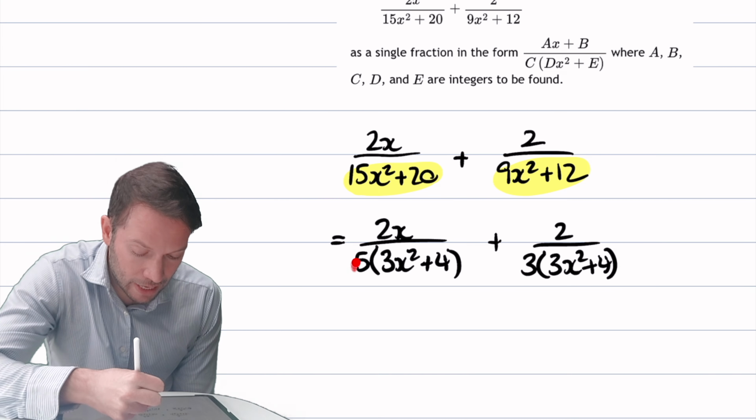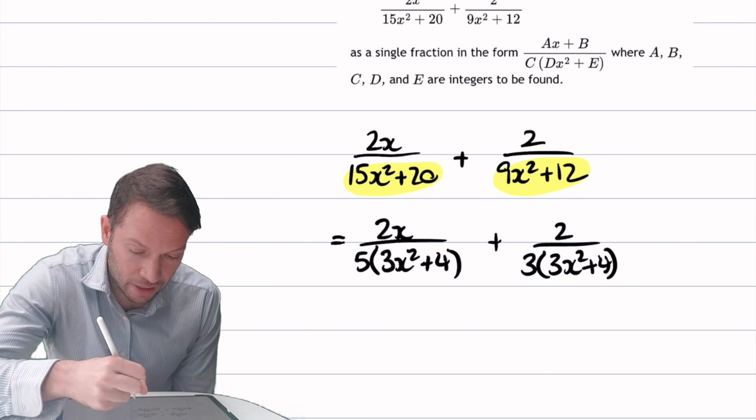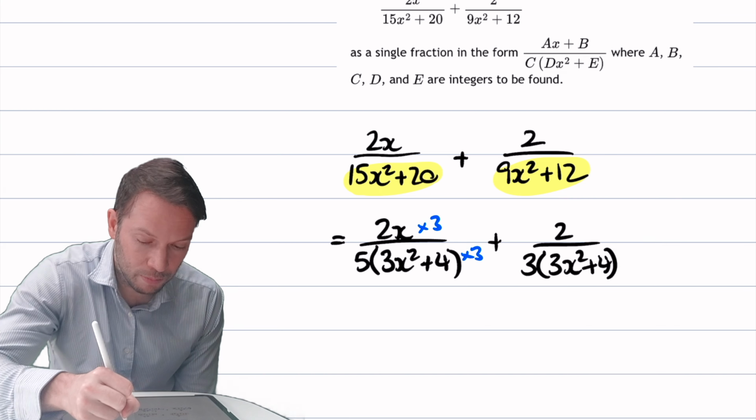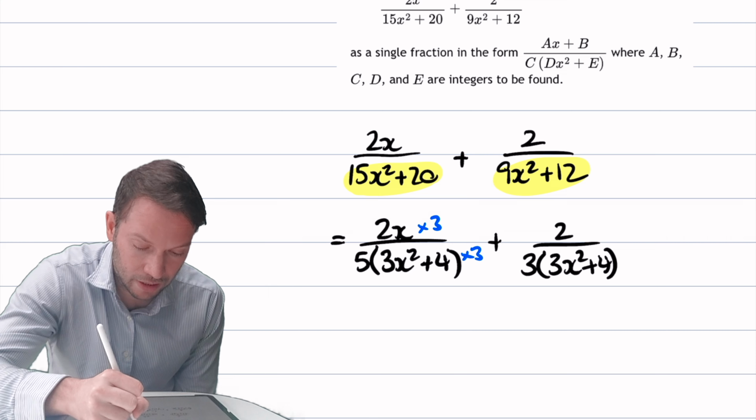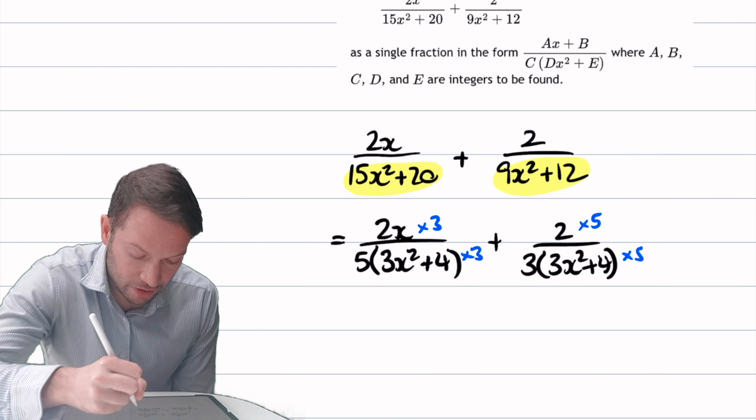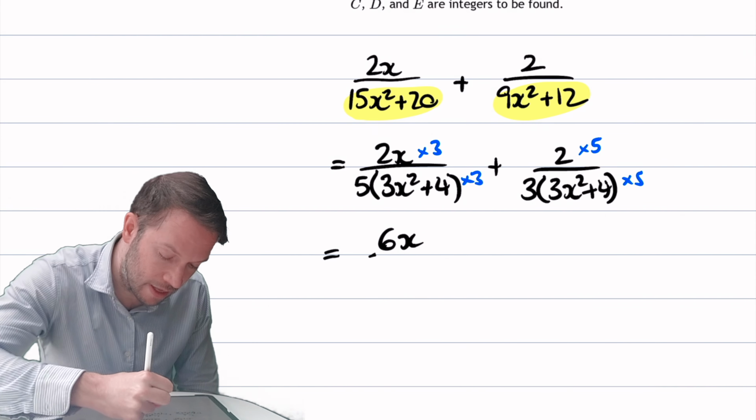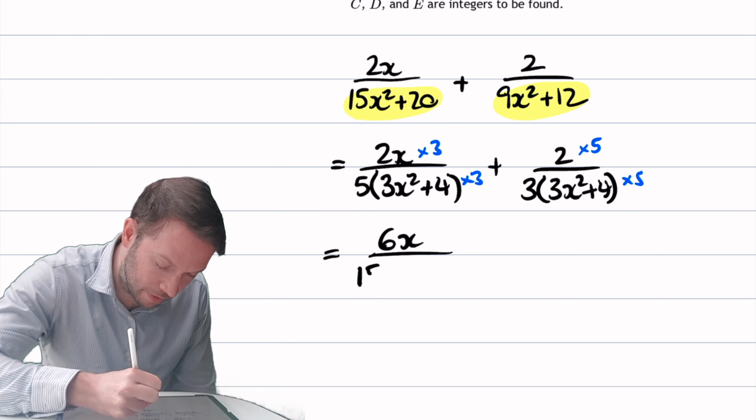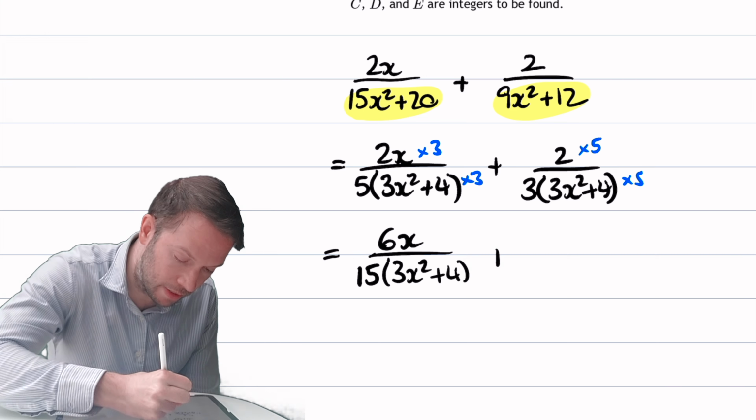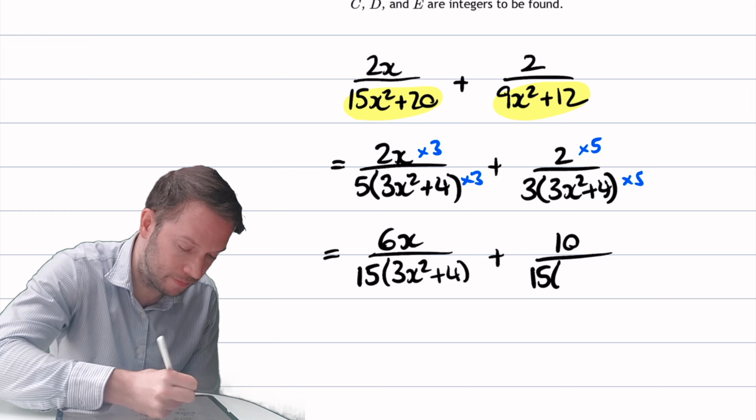Now, 5 and 3 both go into 15, don't they? So to turn this 5 into 15, I need to times it by 3. So let's do that, times top and bottom by 3. And to turn that 3 into 15, I times top and bottom by 5. So let's do that. We're going to have 2x times 3 is 6x, and the 5 times the 3 at the bottom is going to be 15. And then the second one, we've got 10 over, and then the 3 times 5 is 15.